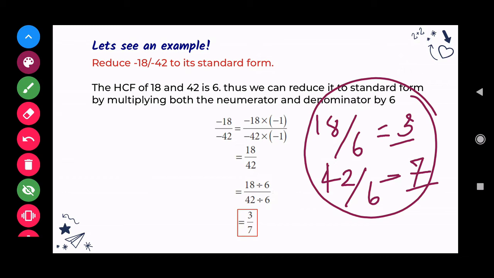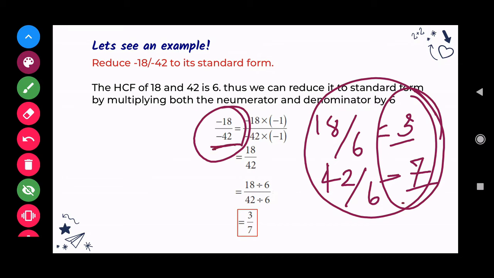So what is the third step telling? The third step tells us we have to replace the given question by the values which we found. So we replace 18 by 3 and we replace 42 by 7. Hence the answer we got is 3 by 7. Okay, so that is how you find the reduced standard form of any rational number.